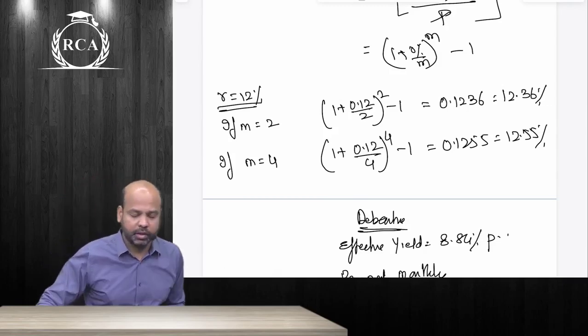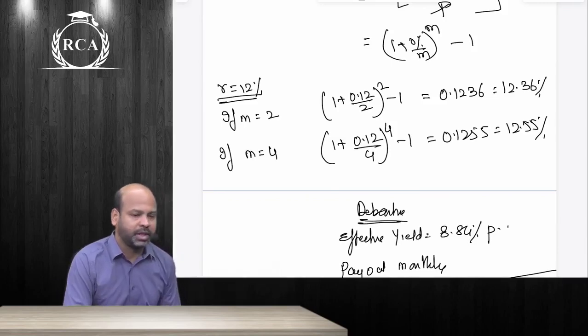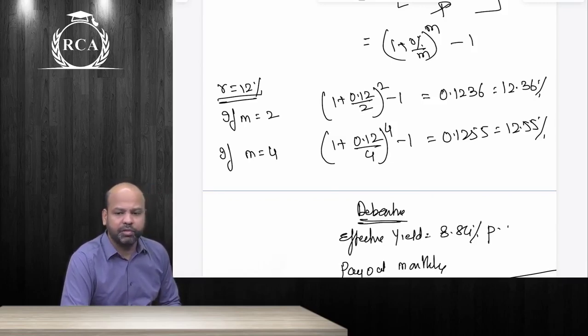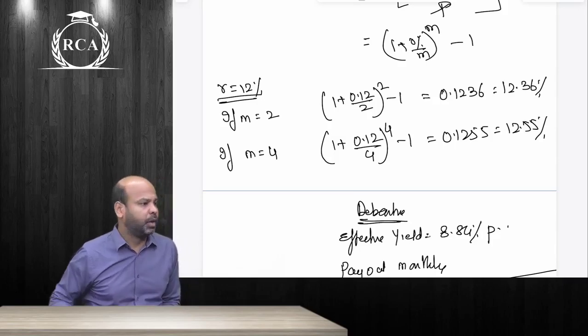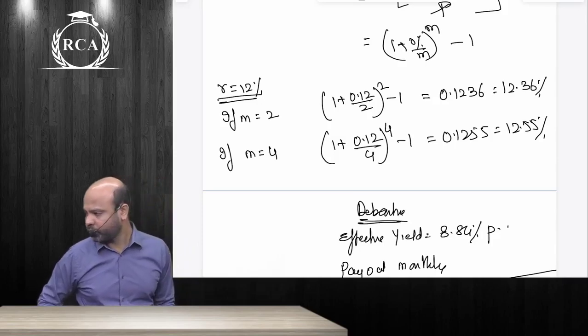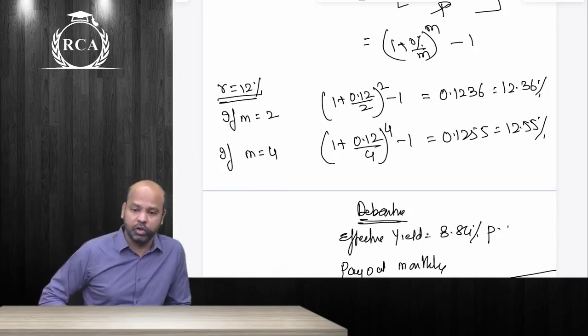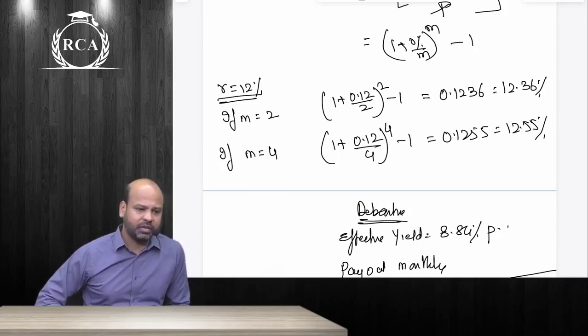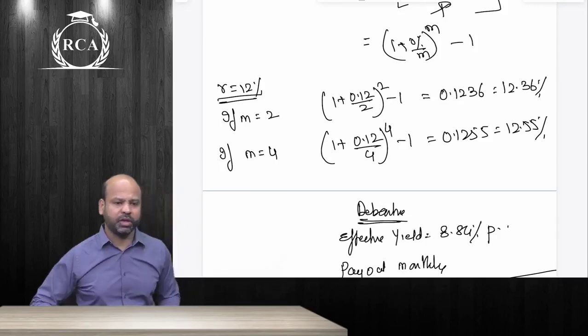All right. Now write down. When debentures are issued, multiple payout options are given to the investors.